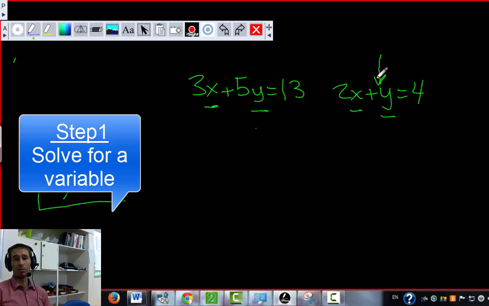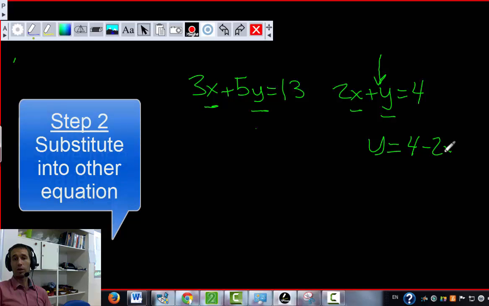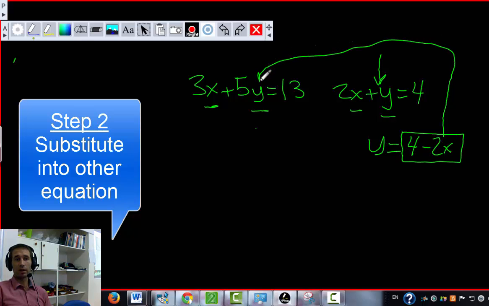It'll require fewer steps. To get this y by itself, all we have to do is subtract 2x on both sides. So if we subtract 2x on both sides, I get y is equal to 4 minus 2x, right? Now this is why it's called the substitution method. It's called that because we know that y is equal to this value, so we're going to substitute it in for this y.